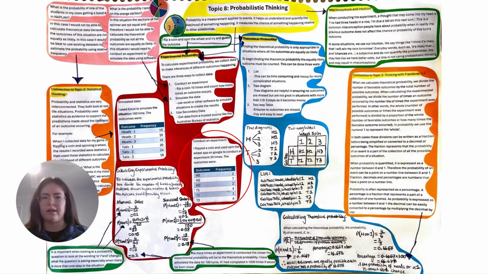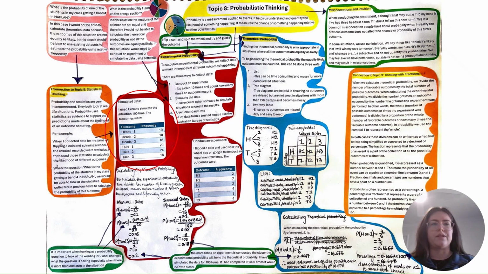To calculate experimental probability, I collected my data in 2 ways. The first is I conducted an experiment by flipping a coin and spinning the wheel 20 times, and the results are in this table here. The second was using Excel to simulate the data 100 times, and the outcomes are in this table here. To calculate the experimental probability, we divide the number of times an outcome occurred by the number of times the outcome was possible, which is the number of times the experiment occurred.